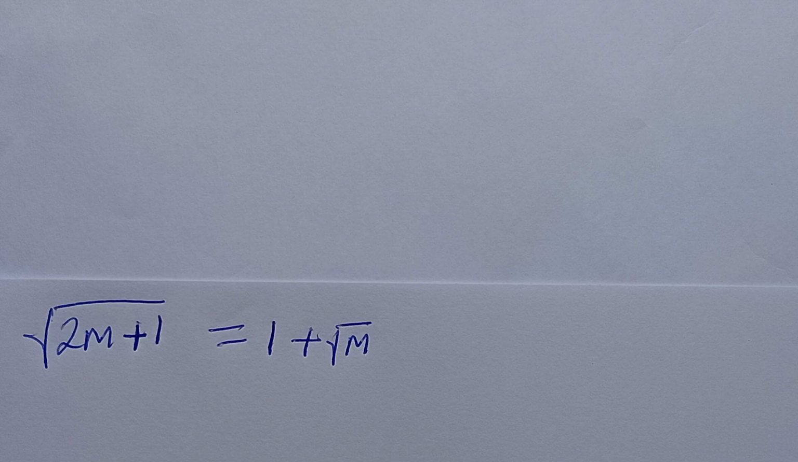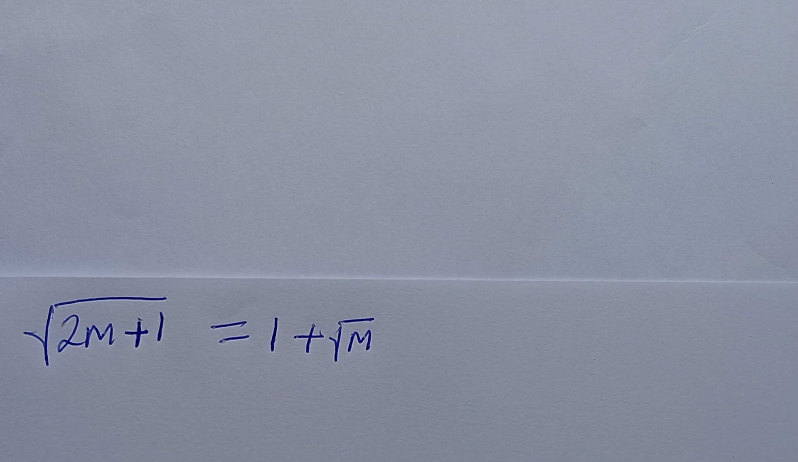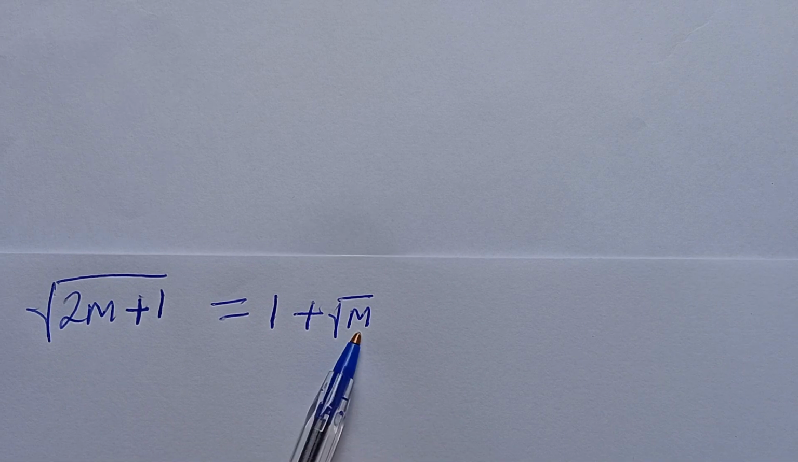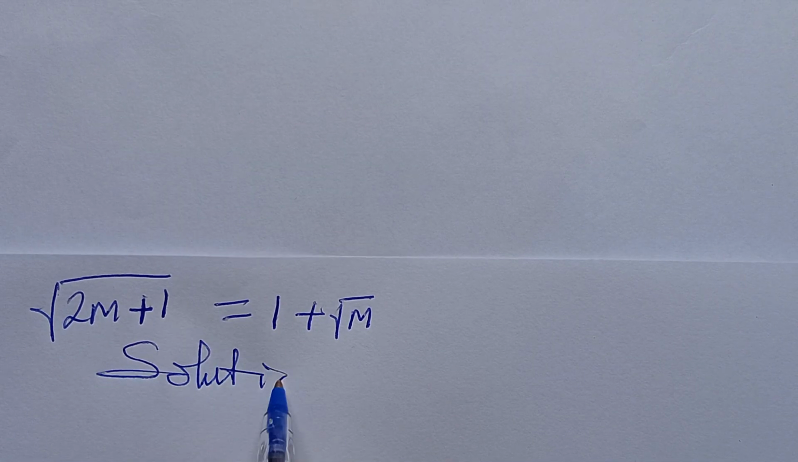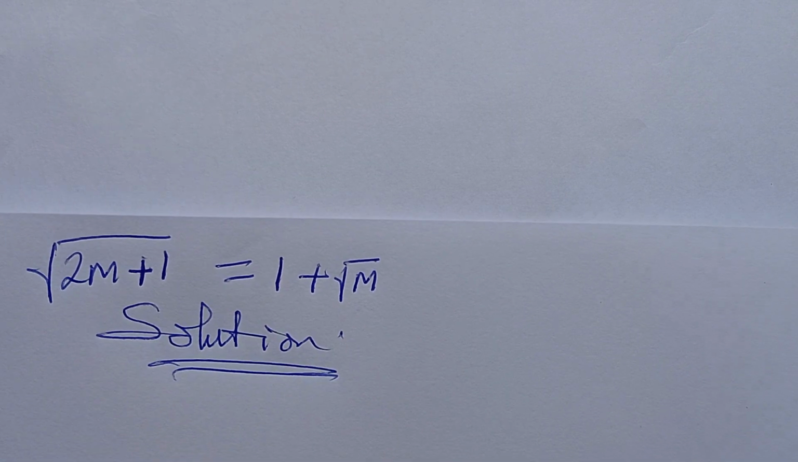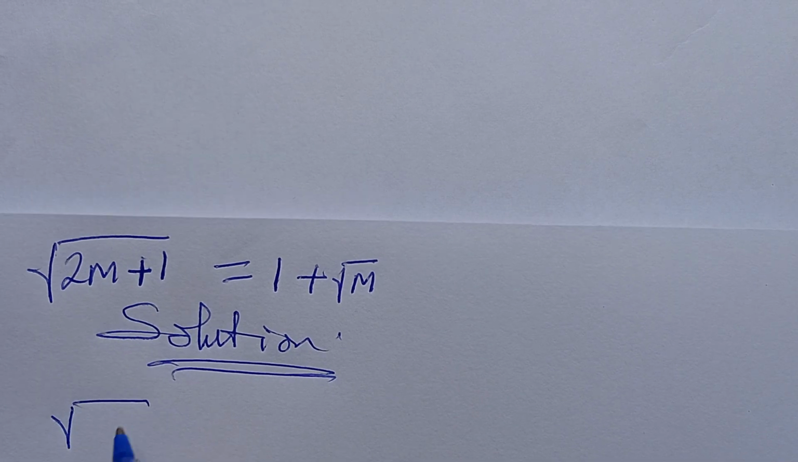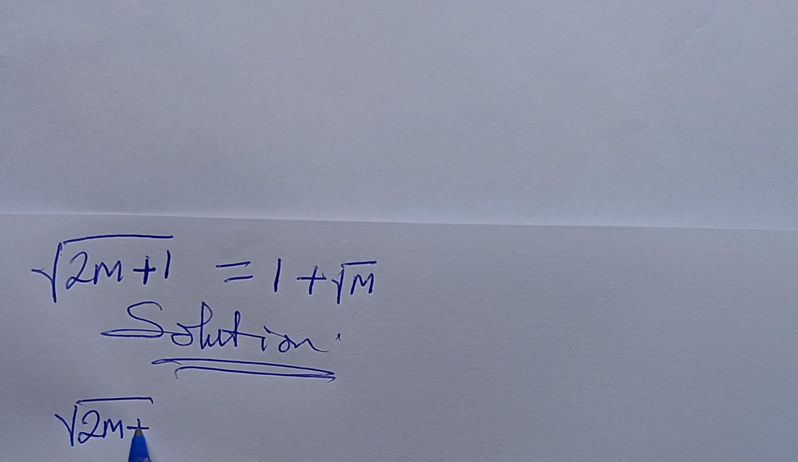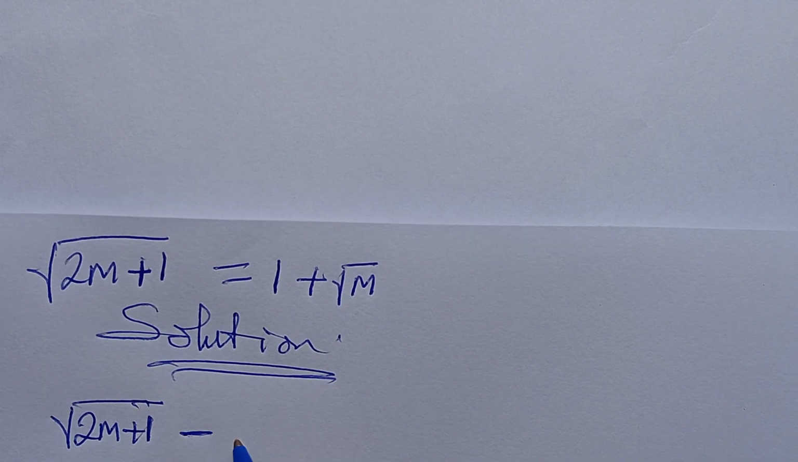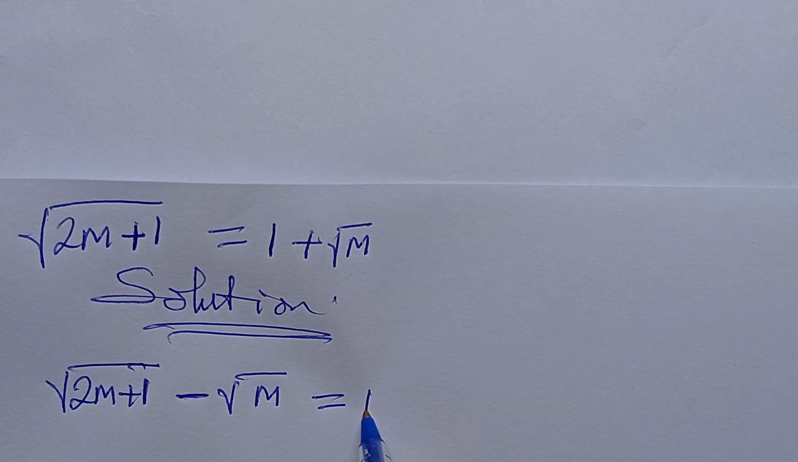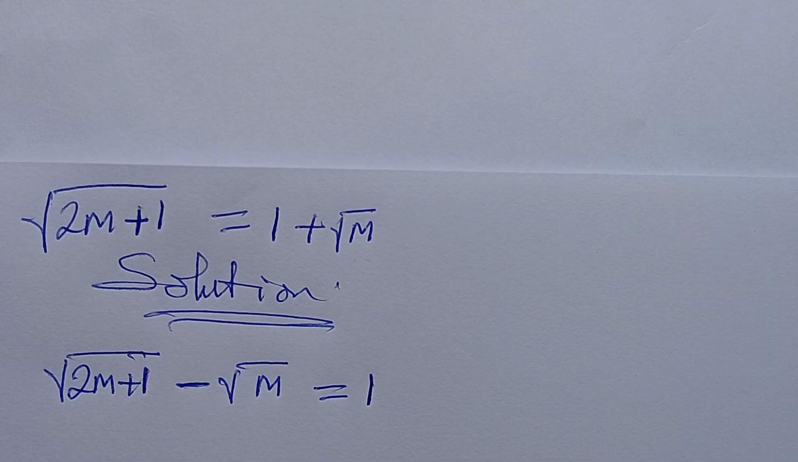Okay, but here this is what I want to do. I want to move all the radical terms to the left hand side of the equation before I do justice to the system. And so moving this to this side of the equation, then we take our solution first. All right, so from here we're going to have the square root of our 2m plus our 1. If I move this to this side, it's going to give us here minus the square root of m, then equal to 1. So we have 1 on the right hand side of the equation.